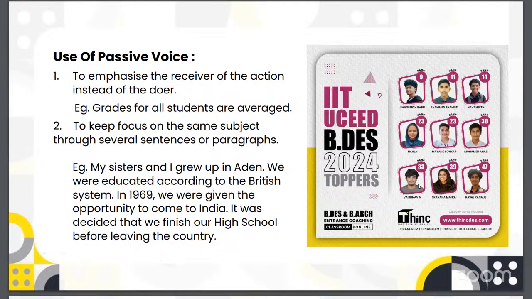Who is averaging or who is conducting the examination is not very important in the sentence, because we already know that students study in an institution, and it is done by them or by a university. So the doer is not important. So then we use the passive voice. Grades for all students are averaged.